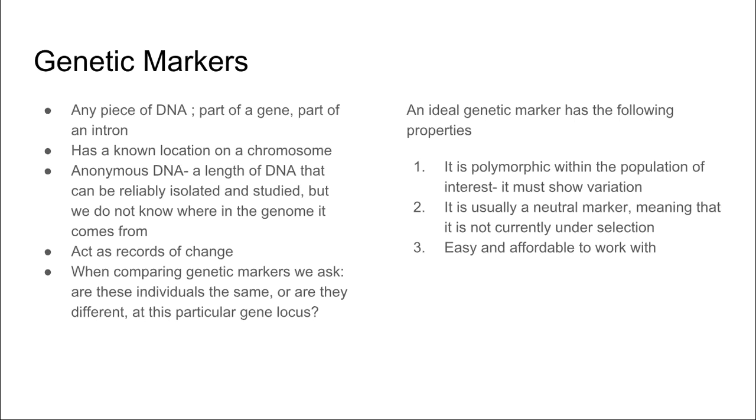We can use genetic markers as another way to calculate gene frequencies in a population, and genetic markers are any piece of DNA, a part of a gene or a part of an intron, which has a known location on a specific chromosome. They can act as records of change, and when we're comparing genetic markers, we need to ask ourselves, are these individuals the same or are they different at this particular gene locus? For a genetic marker to be ideal for us to use in these calculations, it is polymorphic within the population of interest, so it must show variation. It is usually a neutral marker, meaning that it's not currently under selection, and it needs to be easy and affordable to work with.